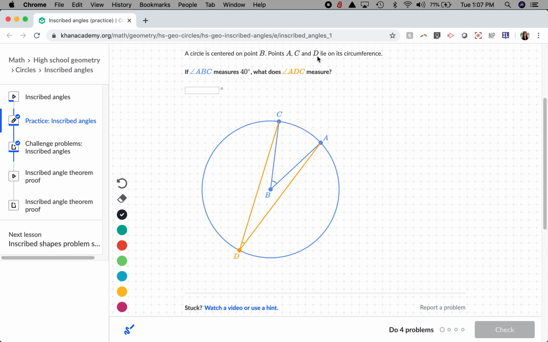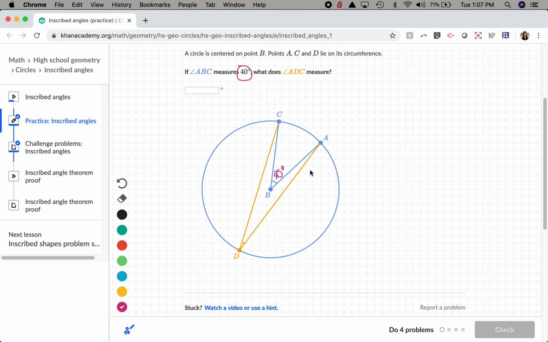A circle is centered on point B, which is right here. Points A, C, and D lie on its circumference, meaning they are on the circle. If angle ABC measures 40 degrees, what does angle ADC measure? So first thing I want to do is write down the given. We are given that angle ABC measures 40 degrees. So this is 40 degrees right there.